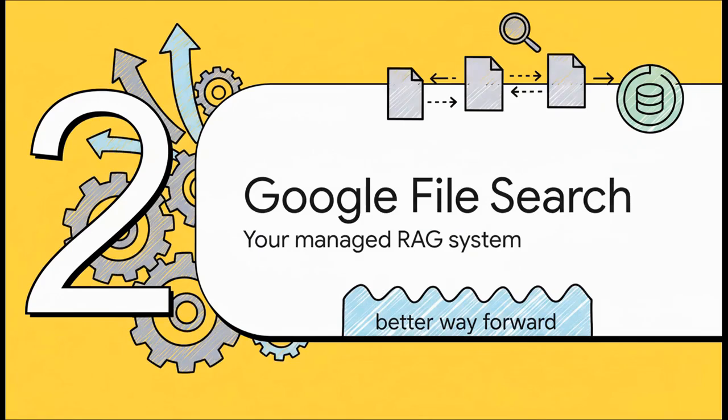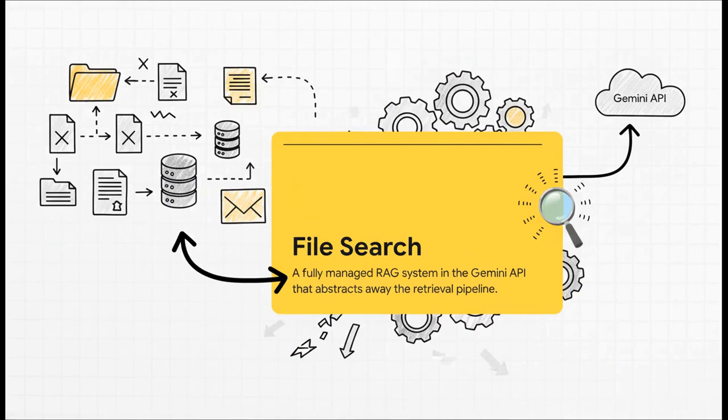And that brings us to Google's answer: File Search. The best way to think about it is as your very own fully managed RAG system, right out of the box. So what is it exactly? To put it simply, it's a tool that's built right into the Gemini API. And its whole job is to completely abstract away that complicated retrieval pipeline we were just talking about. It just handles all the heavy lifting for you.